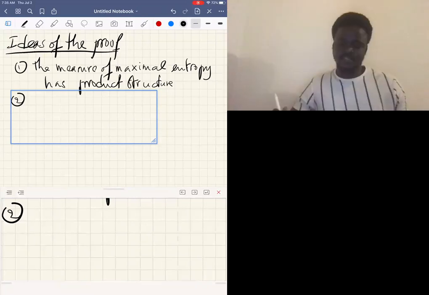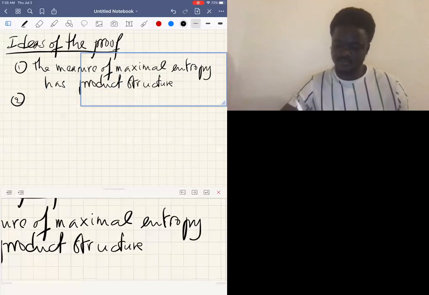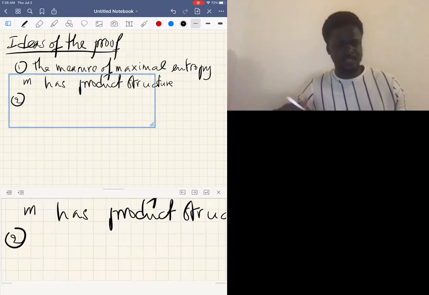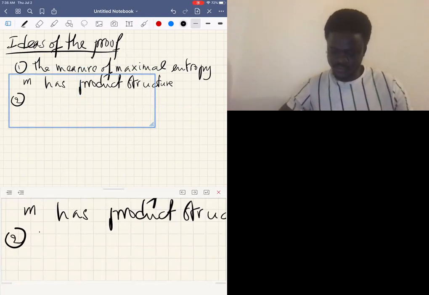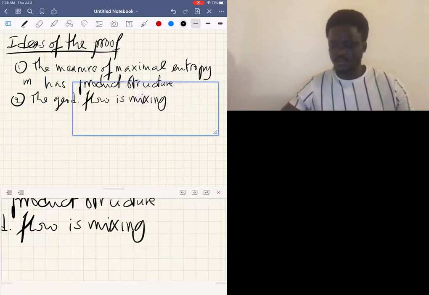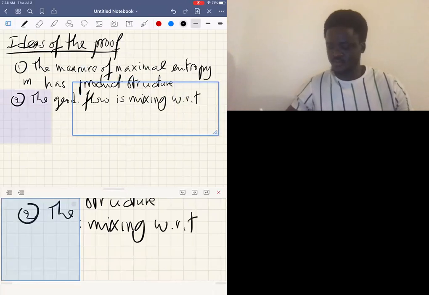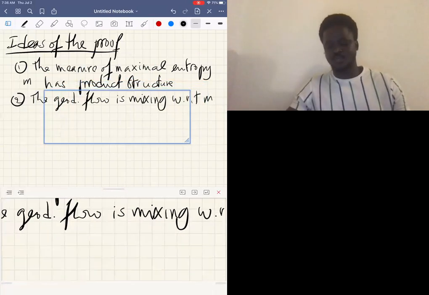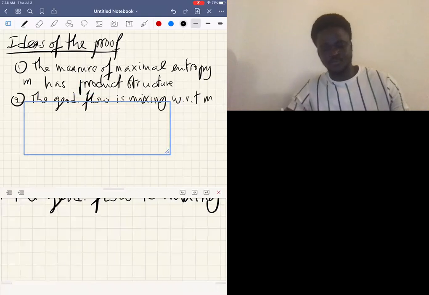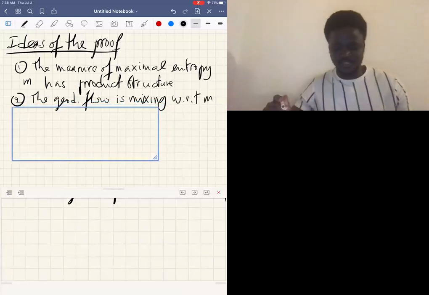And then the other point is that the flow is mixing with respect to the measure of maximal entropy, let's call it M. I will also say later what mixing is if you don't know it. So the geodesic flow is mixing with respect to M. This is also something we have to prove. We had it in our first joint paper with Climenhaga and Thompson. We proved these two properties: the measure of maximal entropy has a product structure and the geodesic flow is mixing with respect to it.